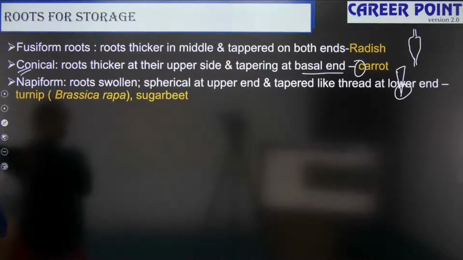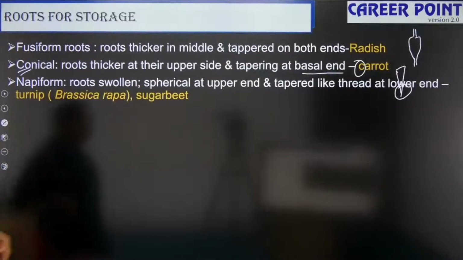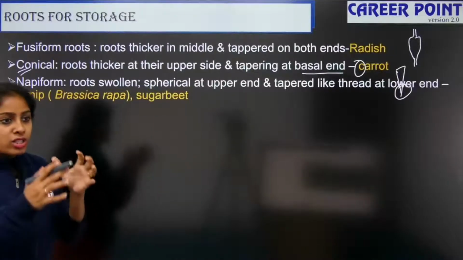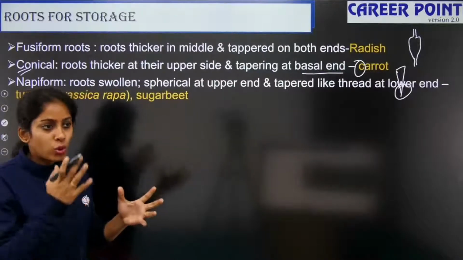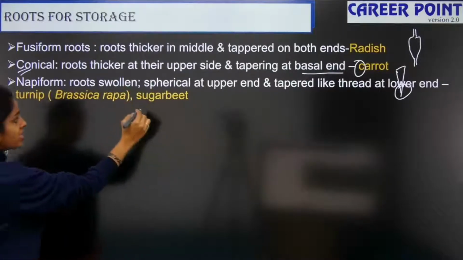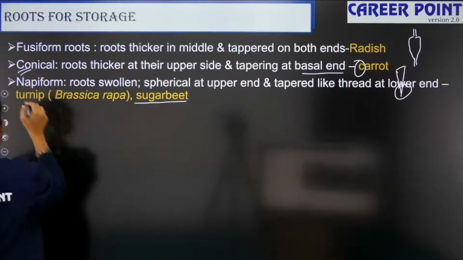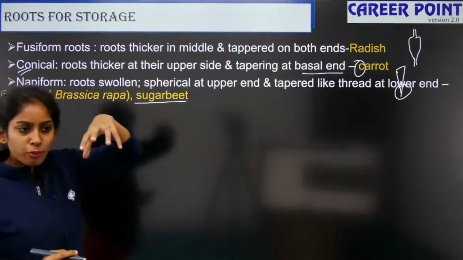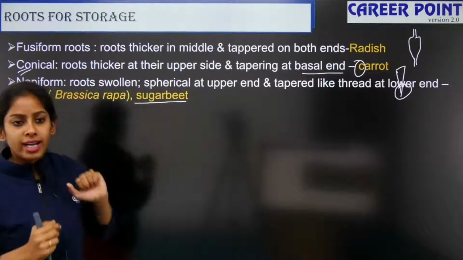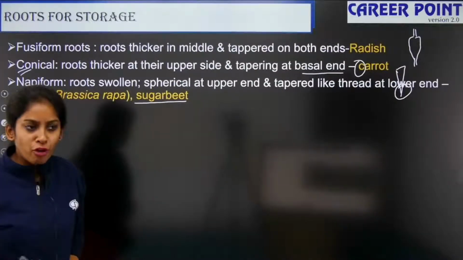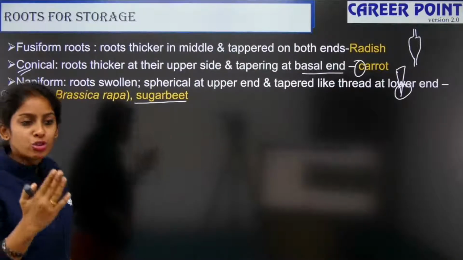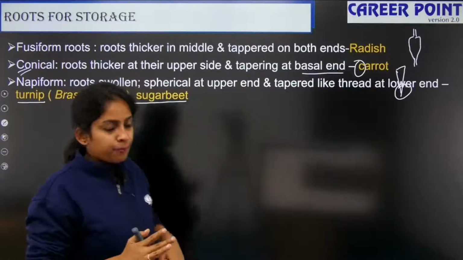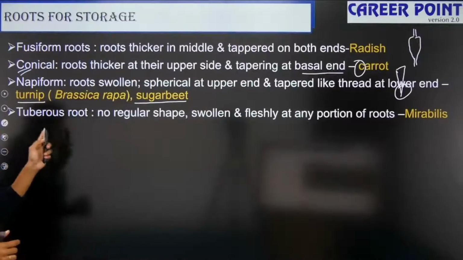So napiform, the roots are swollen, so spherical at the upper end, and it is tapered like a thread at the lower end. So the upper portion of the root itself is swollen, that is called as napiform, just like in case of your beetroot, in case of your turnip. So it is like a tabletop, right? So you have a swollen portion on the top and a tapering thread at the bottom. So this is your napiform root. So inside that you have the storage food, but it is used as a modification where your roots can store food.